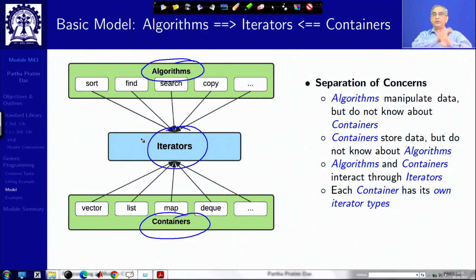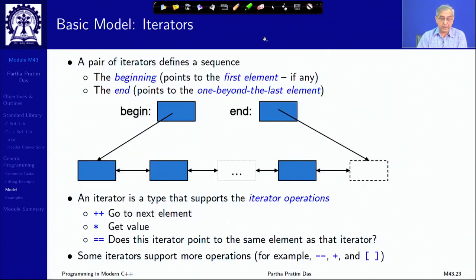So, if the algorithm does not assume that it knows the container, if it knows that there is somebody called iterator which will give you the elements one by one, then the algorithm can be written even without knowing the container. The containers can be implemented without knowing what the algorithm would do with them, because all that they need to provide is the implementation of the iterator, that is the beginning, the end, the current position, how to go to the next position and how to give the next element.